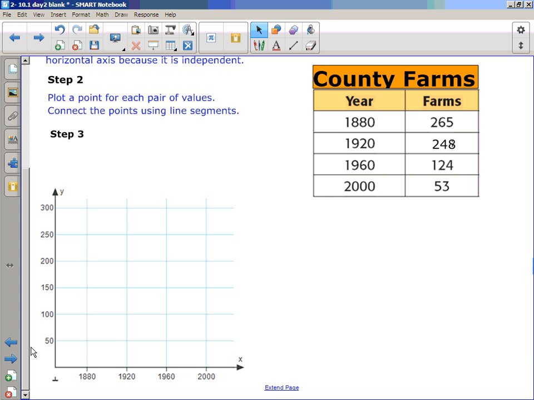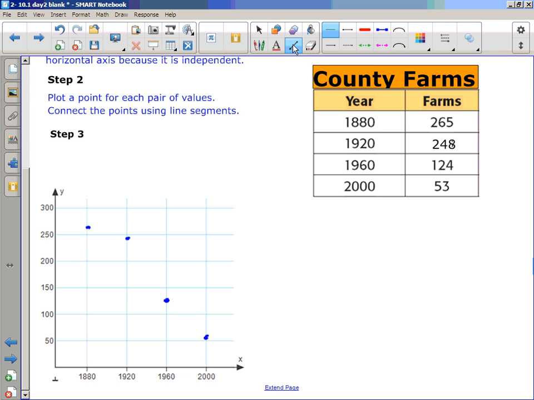Plot a point for each pair of values and connect the points using line segments. So we would put at 1880, we'd put some number near 265. We don't know exactly where that would be. In 1920 at 248. 1960, 124. And then in 2000, way down to 53.